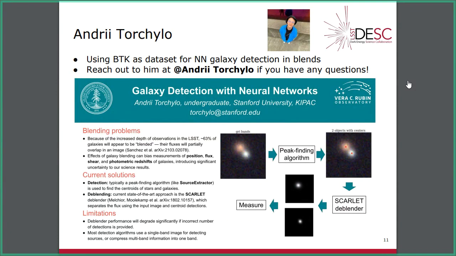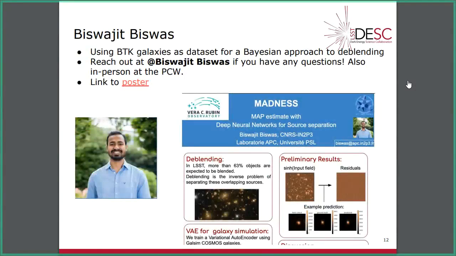And feel free to reach out to him in Slack if you want to chat more about that. Next slide, please. Then we have Biswajit. He's a PhD student. He's been using the Blending Toolkit as a data set for developing a Bayesian approach to blending, so it captures the uncertainty that comes from the noise and the blending in the flux of the galaxies that are in the image. I think he's still in the PCW, and you can also reach out to him in Slack with that handle.